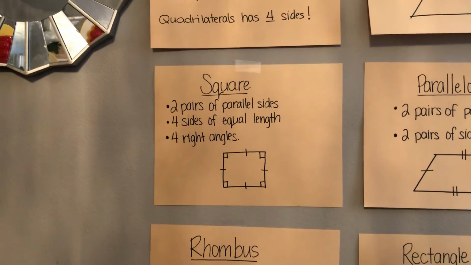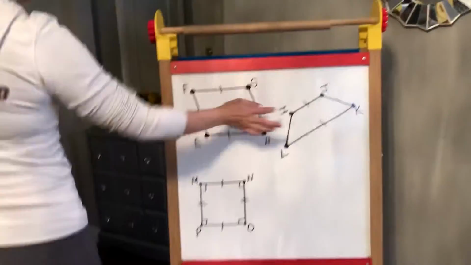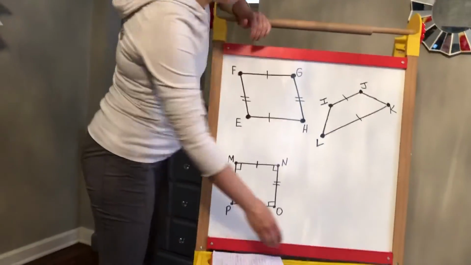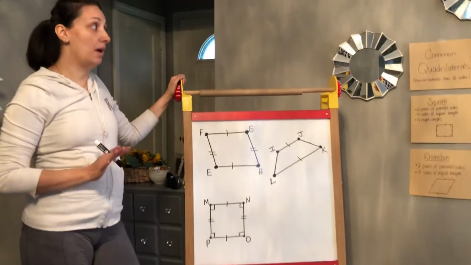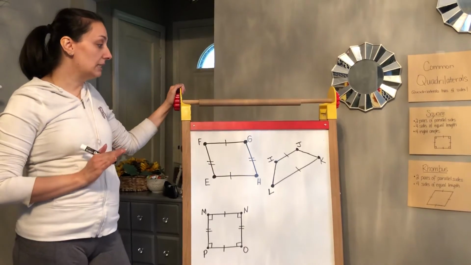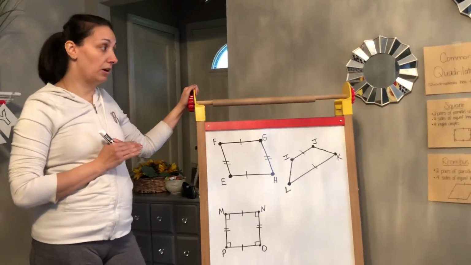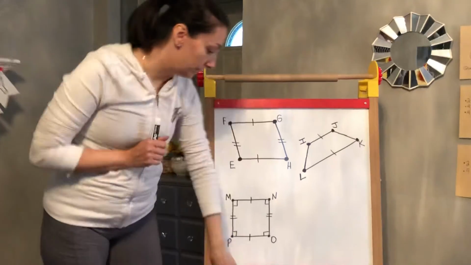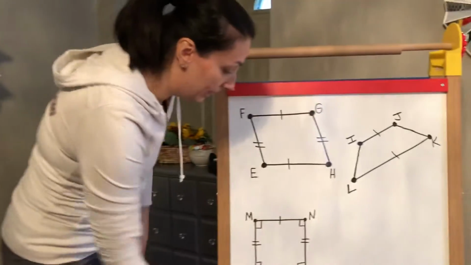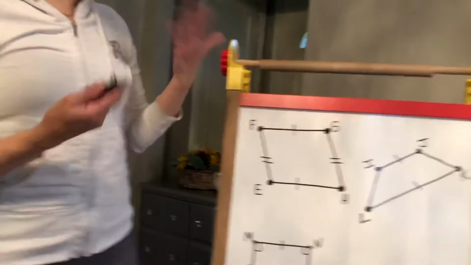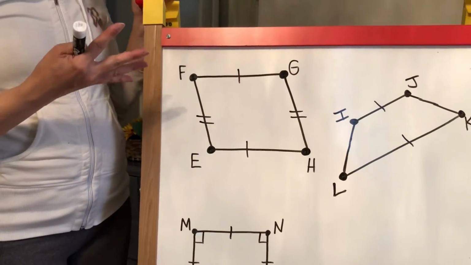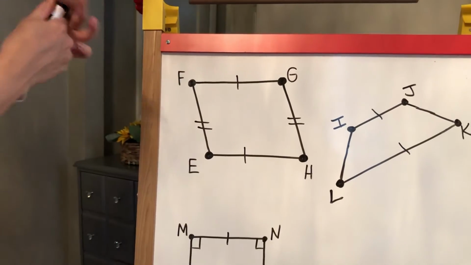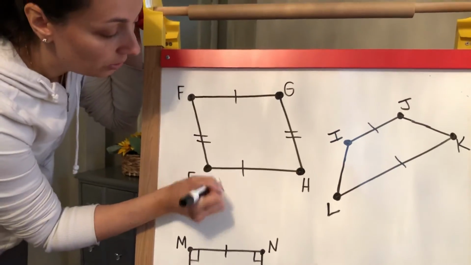Okay, so what we're going to do today is we're going to classify these 3 shapes, and we're going to go through our list of common quadrilaterals, and we're going to decide what type of shape these are. So let's go through the first one. Okay, so how many sides does it have? 1, 2, 3, 4. If a shape has 4 sides, I automatically know it's a quadrilateral. So this one is a quadrilateral.